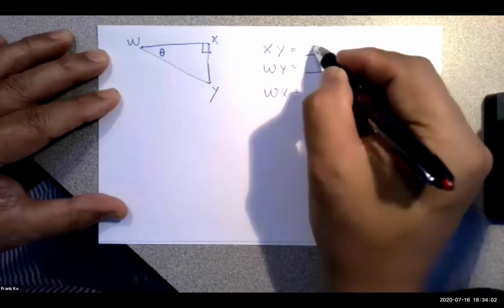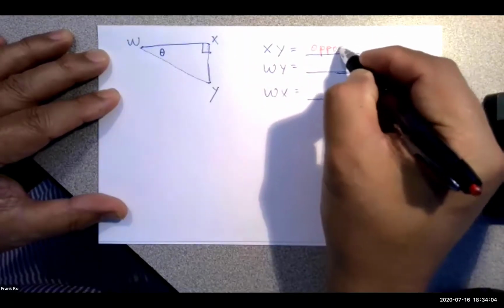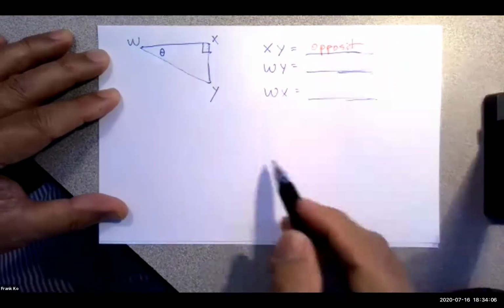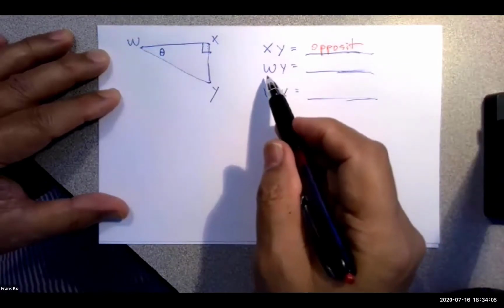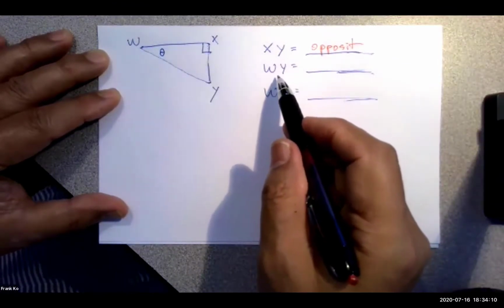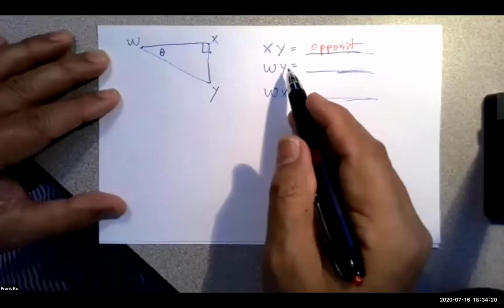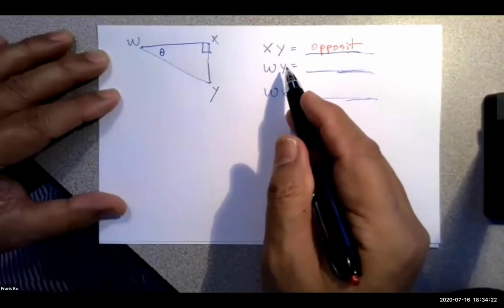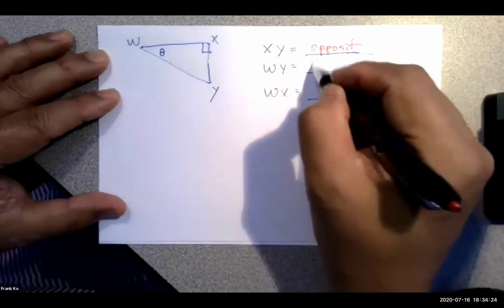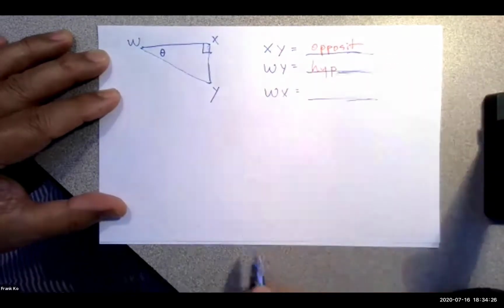Cool. It is opposite. Good job. Okay. How about the WY? The WY goes to Andrew. Hypotenuse. How many people agree that WY is the hypotenuse? Give me a thumbs up. Just click your little thumbs up icon. It's on Canvas. It's on the bottom. There you go. Hypotenuse. And I'll abbreviate that.